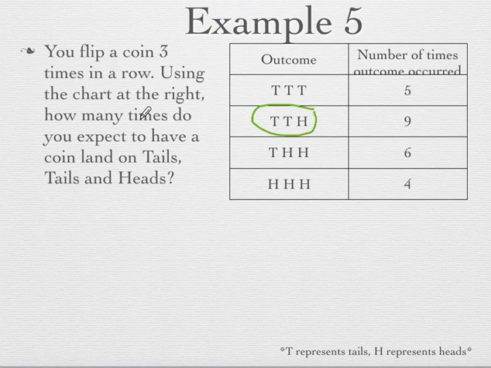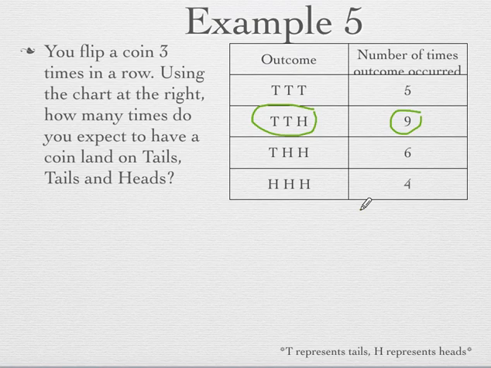So you have recorded every time you flip the coin. After three flips, you recorded how many times each outcome happened: how many times you got tails, tails, tails, or tails, tails, head, or head, head, head. So these are the number of times, 9.